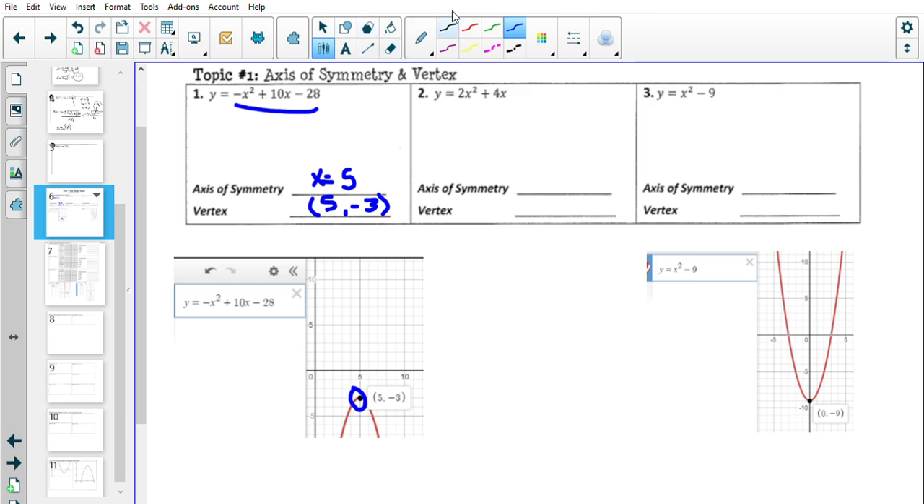All right, same thing in number 3 here, y equals x squared minus 9. I graphed the equation. I can take a look here and I can see my minimum value, my vertex at the point 0, negative 9. And then the axis of symmetry again is x equals our x value here of 0. And in our case, this vertex is a minimum because it's at the bottom of our graph. Okay, so that's very simple, axis of symmetry and vertex.